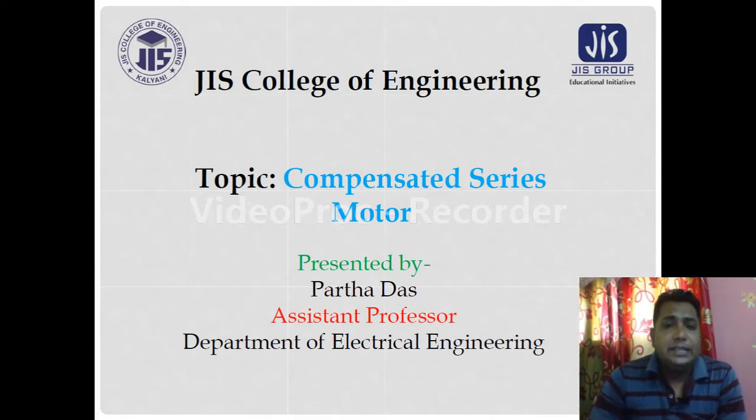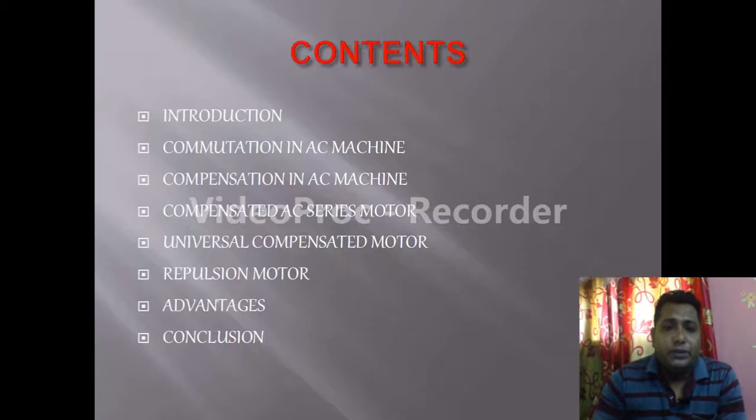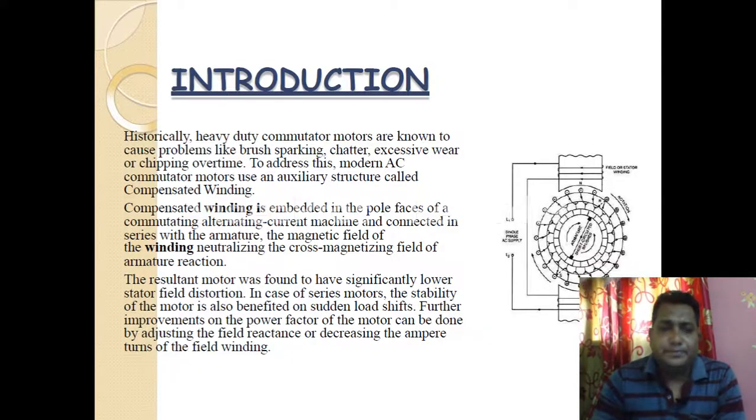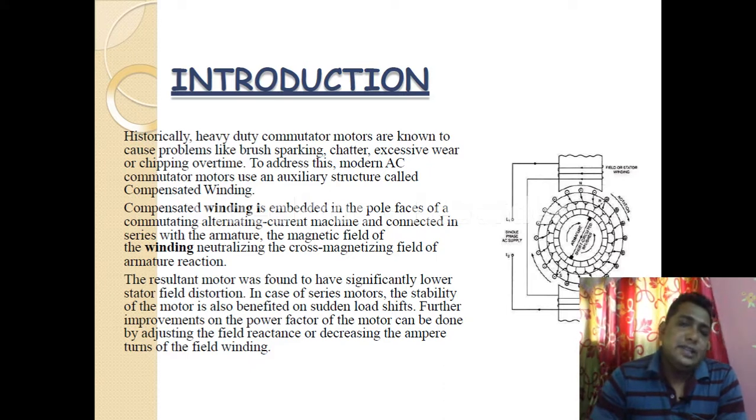Okay, so let us see what topics we are going to cover today. These are the contents: introduction, commutation in AC machine, compensated AC series motor, universal compensated motors, repulsion motor, advantages and conclusion. So these points we are going to cover today. Let us start. What is written in the introduction?